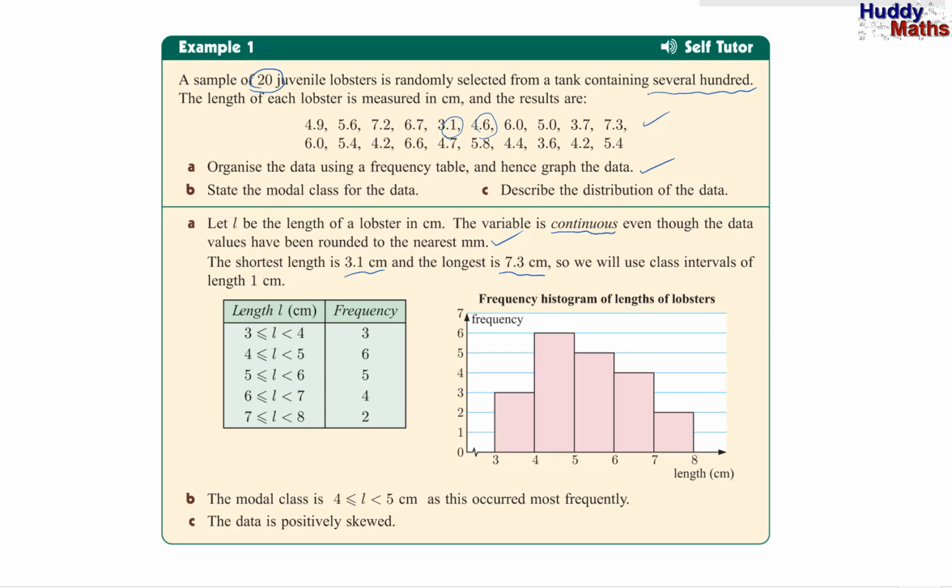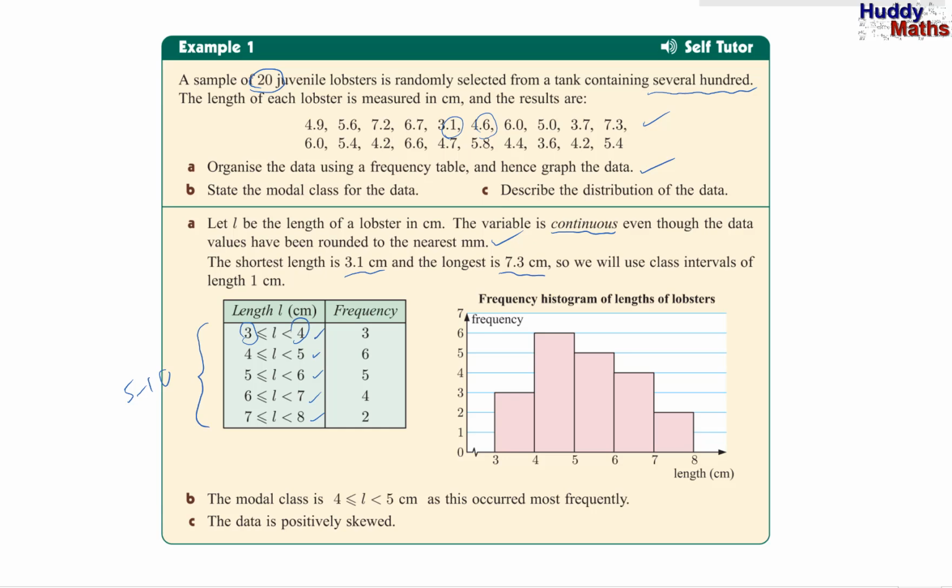So you could start from 3 to 4, 4 to 5, and you usually choose these lengths, the size of the group, so that there are between 5 and 10. Here there are 5 groups. It gives you an idea. And you choose convenient numbers, ending in whole numbers there.